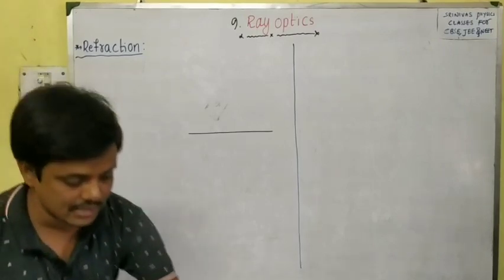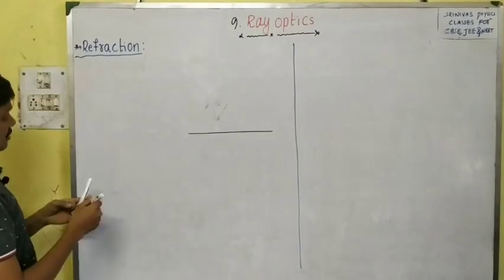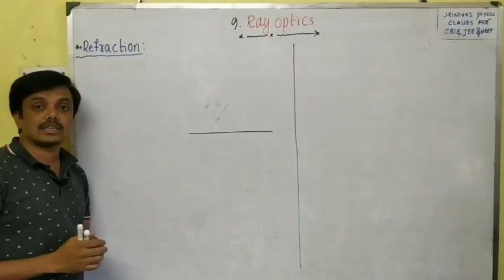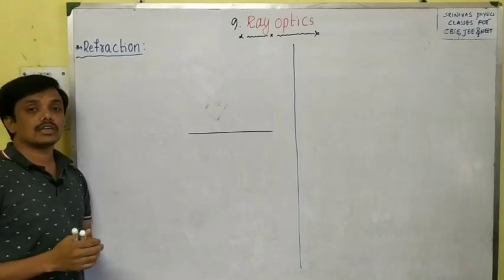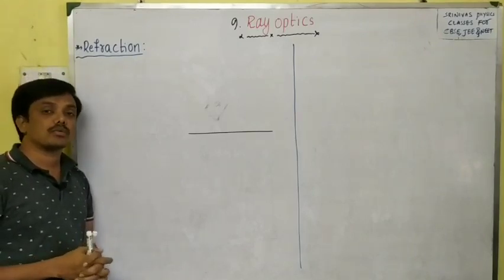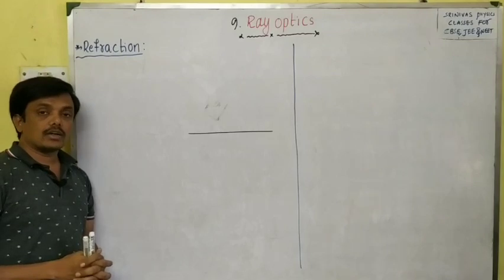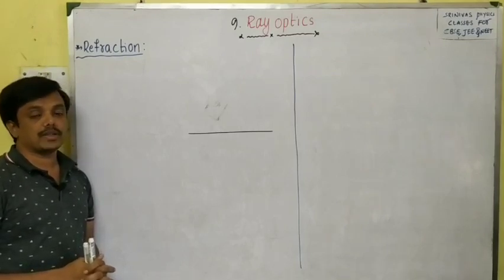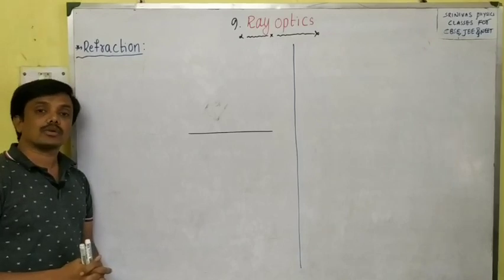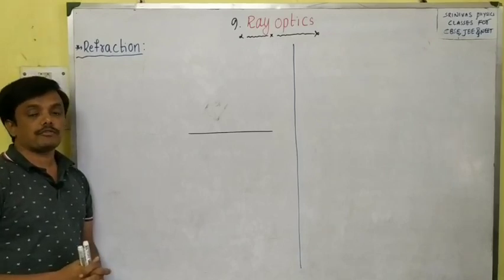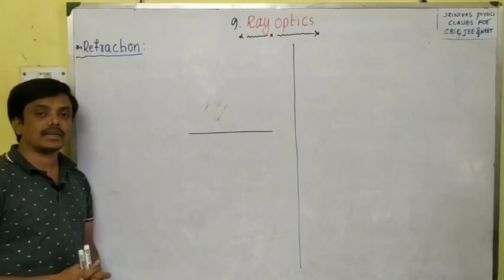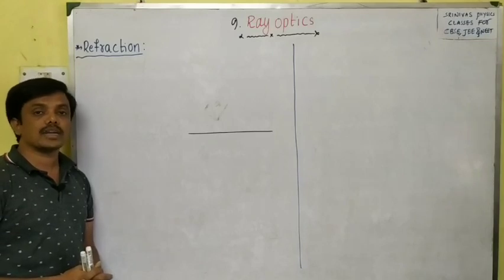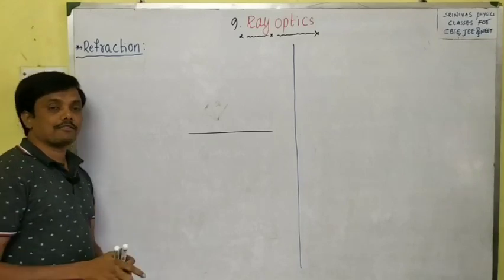What is refraction? This occurs in the 10th class also, you know. When the light ray moves from one medium to another medium, its speed changes when it enters the other medium, and its direction of motion also changes. The phenomenon of bending of light at the separation of two mediums is called refraction.